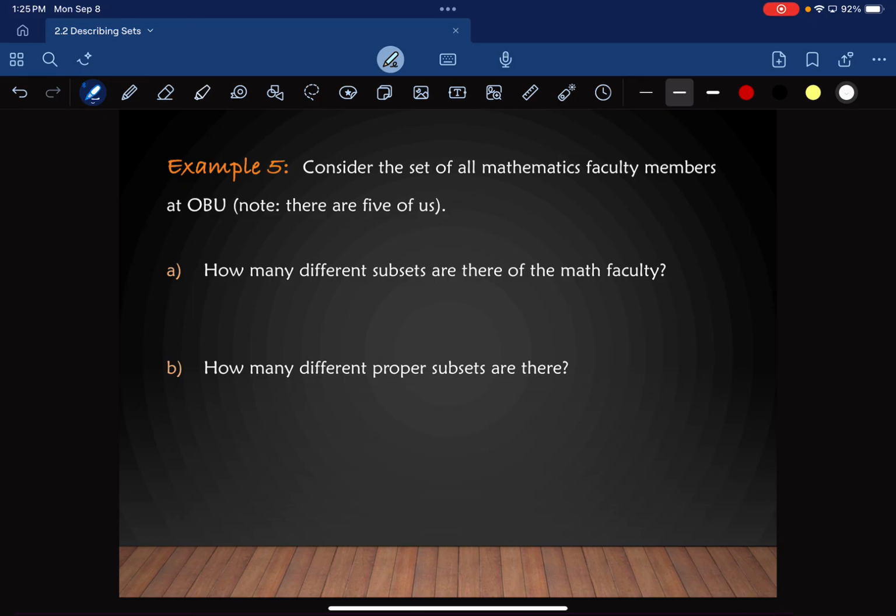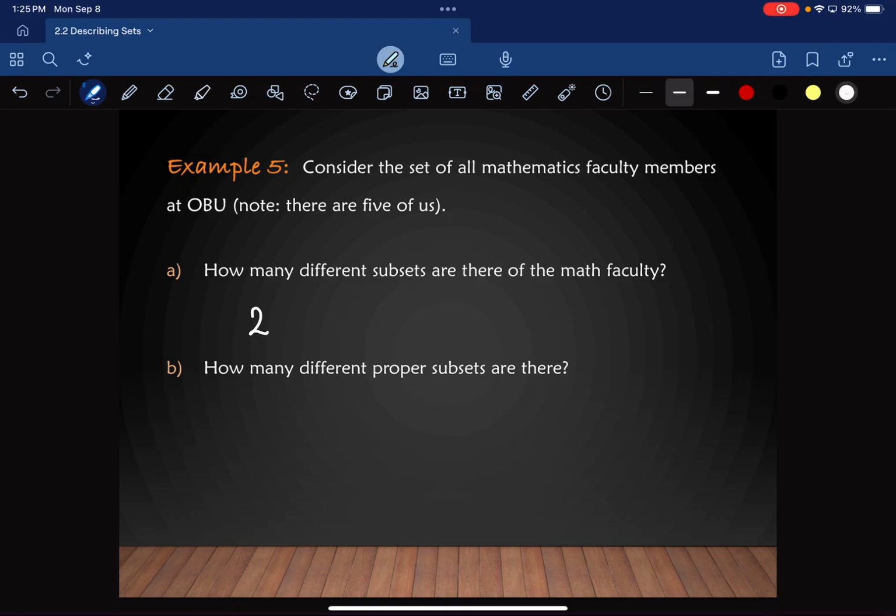If we wanted to create some sort of a group, we would have lots of ways of creating groups of us, right? Smaller collections of the whole 5 of us. And this question is asking you how many different subsets there are. So the way that we find that is we take the number 2 and we raise it to a power, and the power that we raise it to is the number of elements.